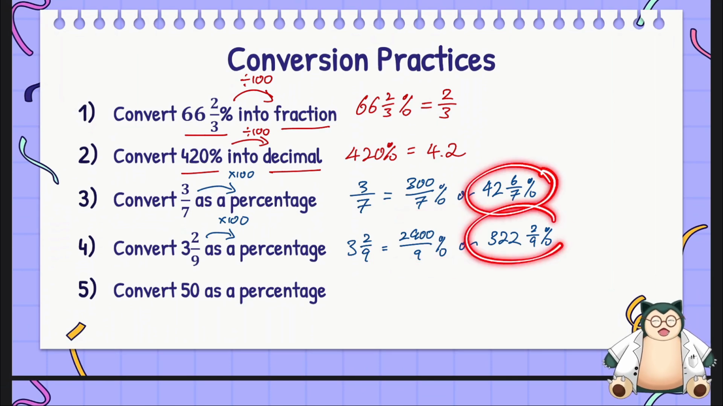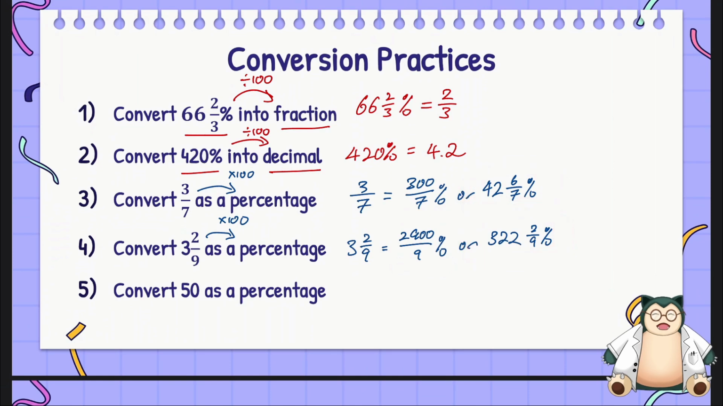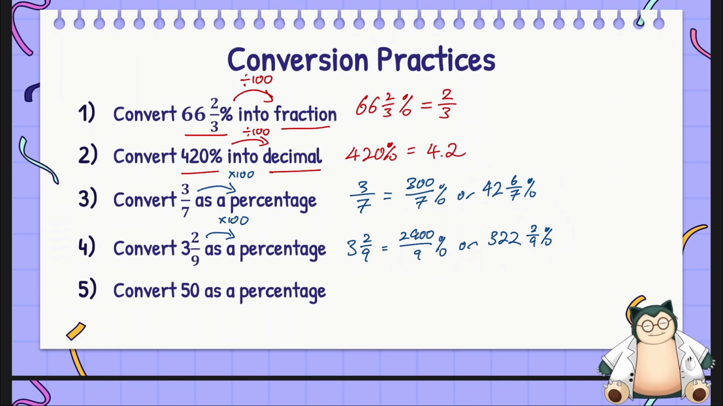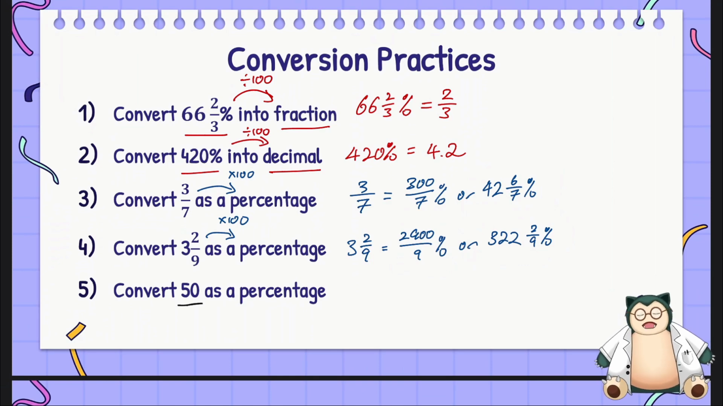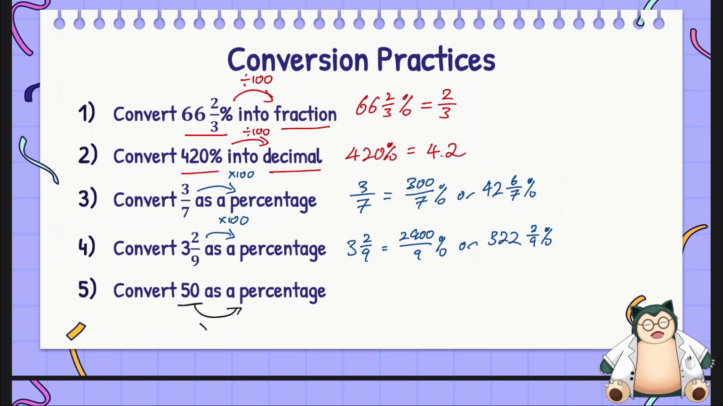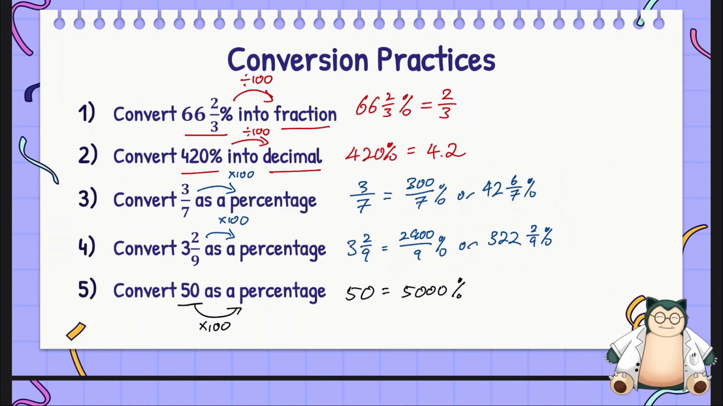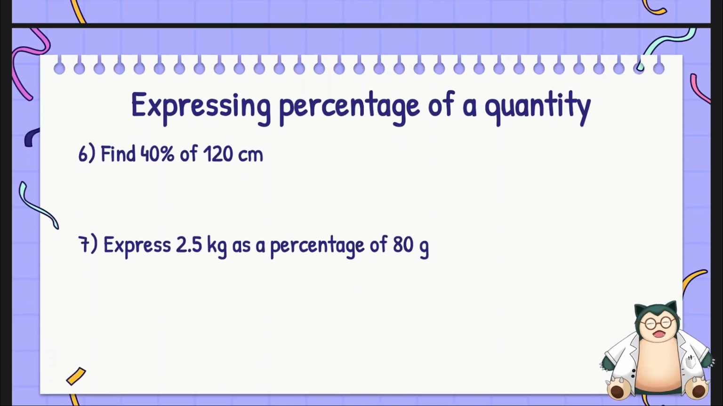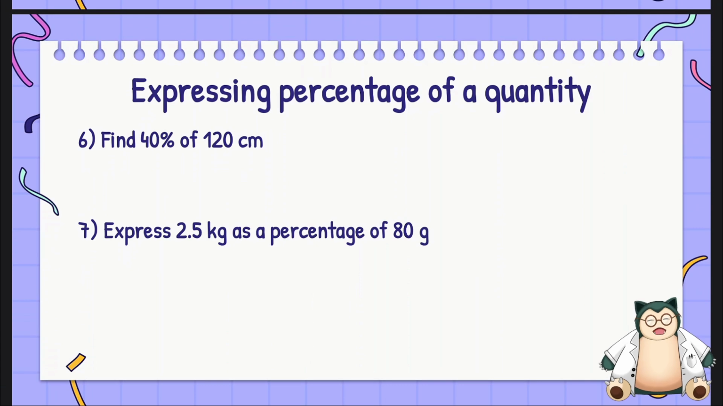But in this case, mixed number is more preferred because we know in a scale of 1 to 100, where does it stand? Or in this case, it can even exceed 100 in the case of 322 2 over 9. And last one over here, 50. Is 50 a decimal, fraction, or percentage? Okay, so 50 is actually a decimal, and so when we convert it to a percentage, we multiply by 100. So in this case, 50 is equivalent to 5,000%. Is that clear?